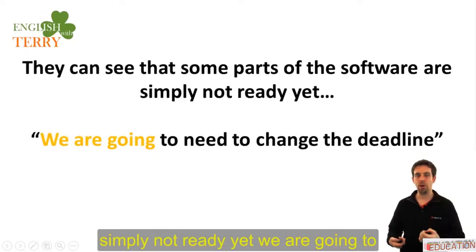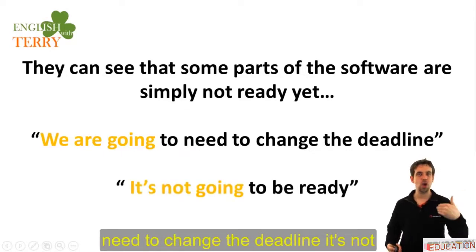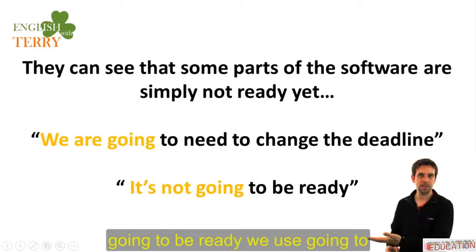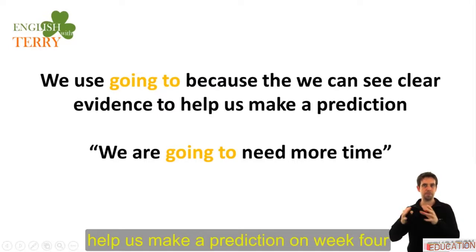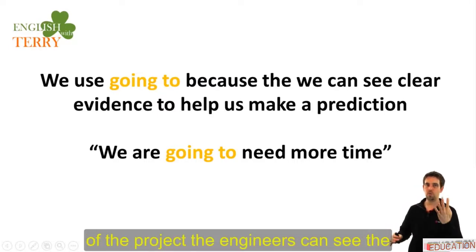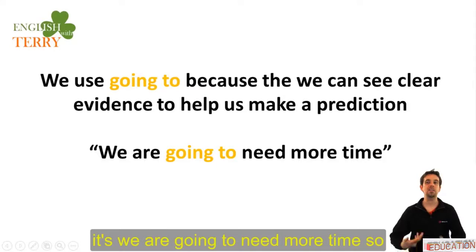We are going to need to change the deadline. It's not going to be ready. We use going to because we can see clear evidence to help us make a prediction. On week 4 of the project, the engineers can see the software is not ready. It's not complete. We are going to need more time.